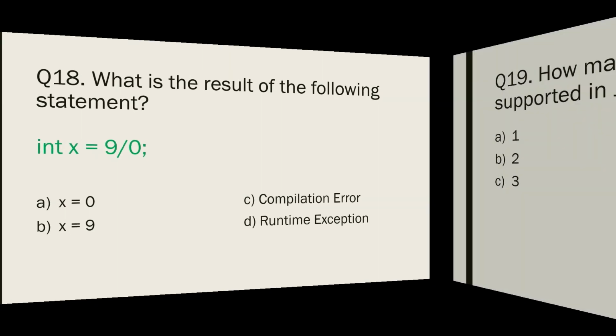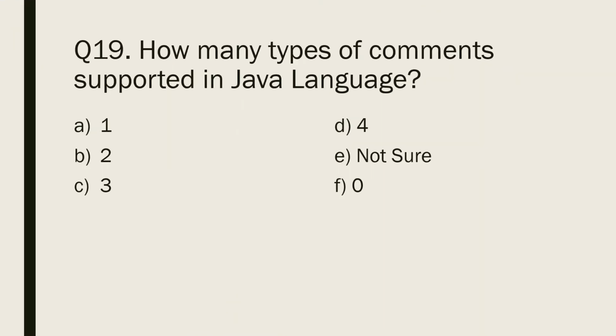Question number 19. How many types of comments supported in Java programming language? 1, 2, 3, 4, not sure, or 0. You have to decide how many different types of comment in Java.